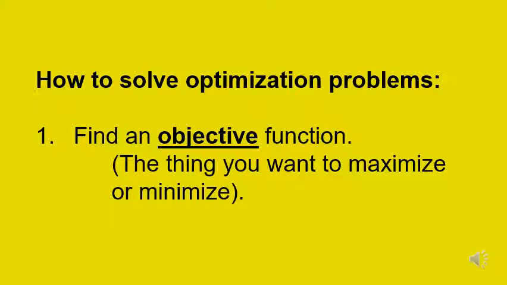The objective function is usually pretty easy to come up with. It's either some formula you know from geometry, like the area of a rectangle is length times width, or it's something that you put together with information that's given in the problem, which is what we'll do on that cost one. But again, whatever you want to maximize or minimize, that's the objective.